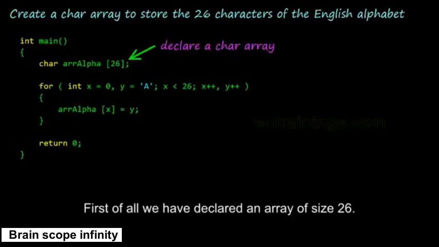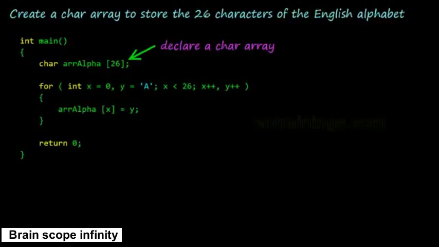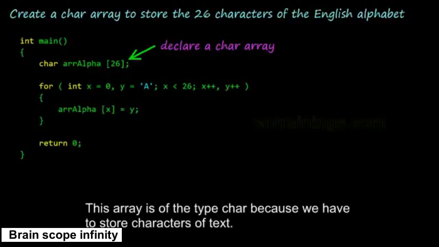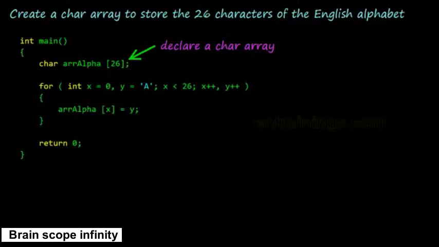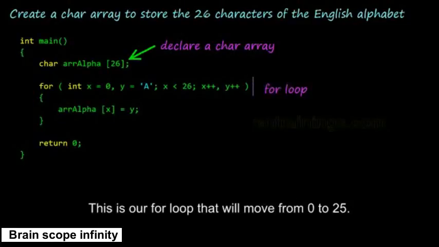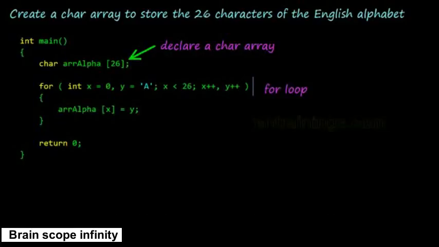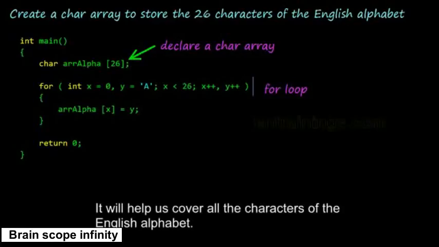First of all, we have declared an array of size 26. This array is of the type char because we have to store characters of text. This is our for loop that will move from 0 to 25. It will help us cover all the characters of the English alphabet.